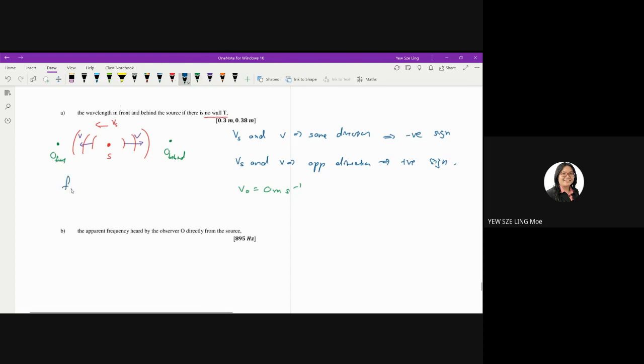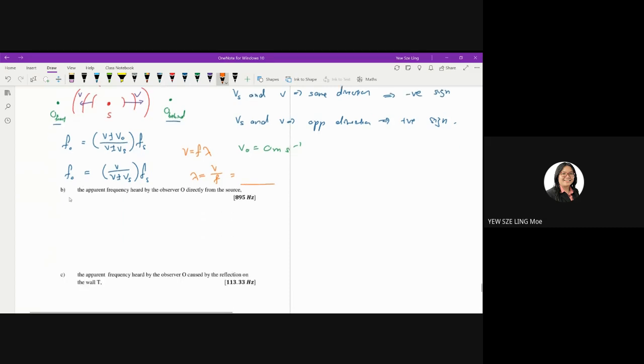The general equation given is FO equals V plus minus VO over V plus minus VS times Fs. Now VO is equal to 0, so FO equals V over V plus minus Vs times Fs. For the observer at the front of the source, you use the negative sign. For the one behind, you use the positive sign. After you obtain the frequency, you then calculate the wavelength using V equals F lambda, so lambda equals V over F. So kamu sendiri kira. I show you the method and then you calculate it by yourself, right?